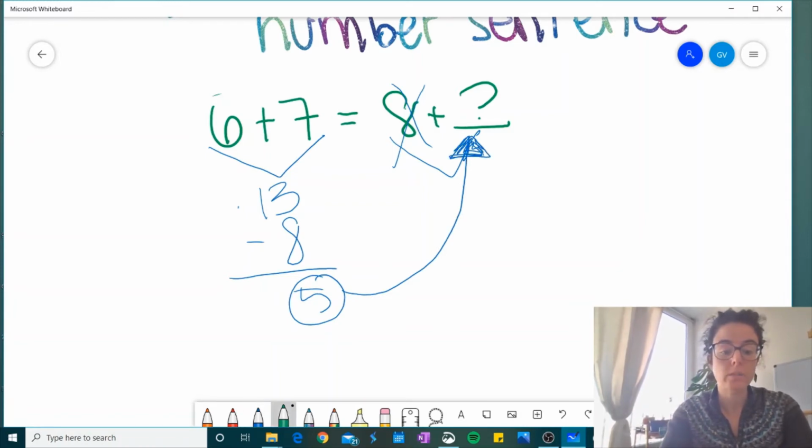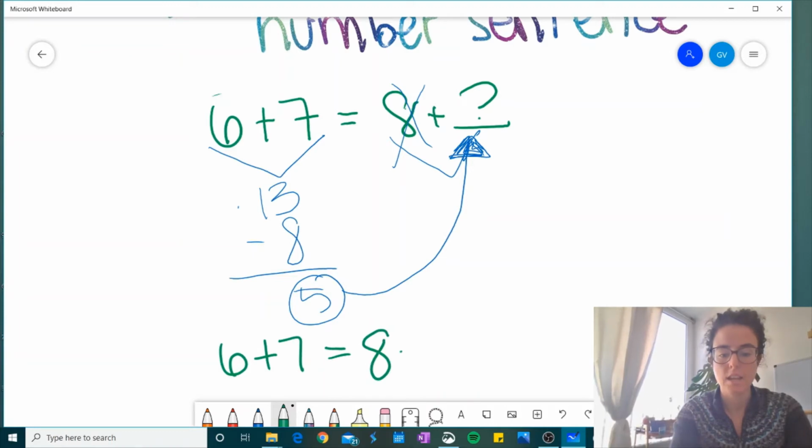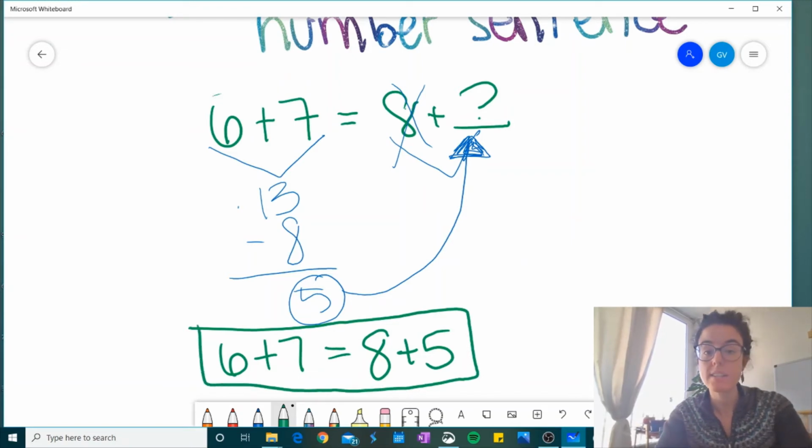So the final balanced number sentence looks like this. 6 plus 7 is equal to 8 plus 5. That is what the sentence looks like when both sides are the same total. Because 6 plus 7 is 13 and 8 plus 5 is 13. They are both the same.